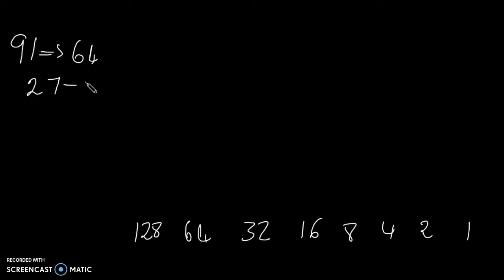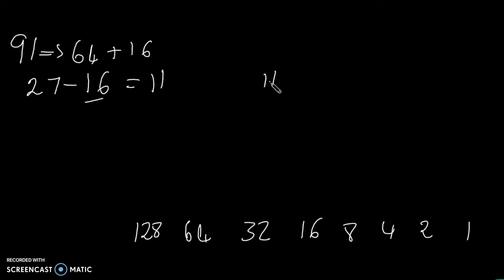meaning the number that we're looking for is 16. Then we're going to say minus 16 here, and 27 minus 16, that will give us 11. We're now working with 11. We take the 16, we put it here, plus here.